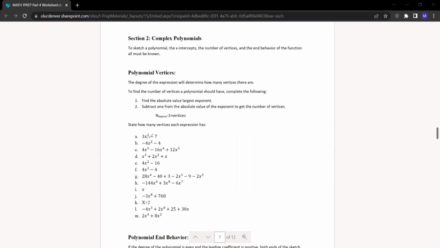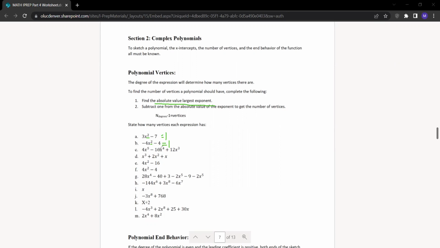Here we have x squared, so that is a degree of 2. To find the vertices, you do your degree minus 1. So here it's 2 minus 1 equals 1. So we'll have 1 vertex. Sorry, just to be clear, we find the absolute value of that largest exponent, so if it's a negative number, we make it positive. Next we have negative 4x squared. This is a degree of 2, so we have 1 vertex.